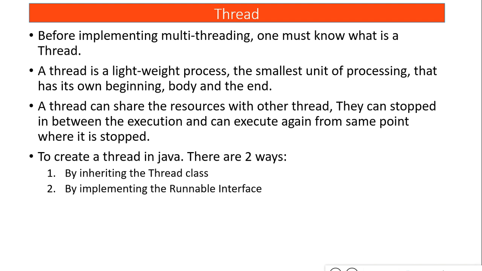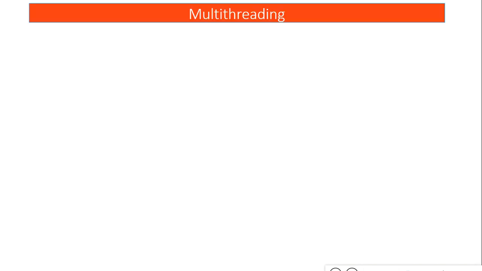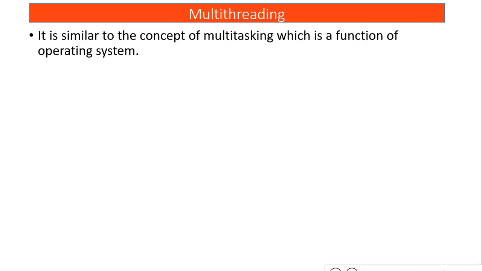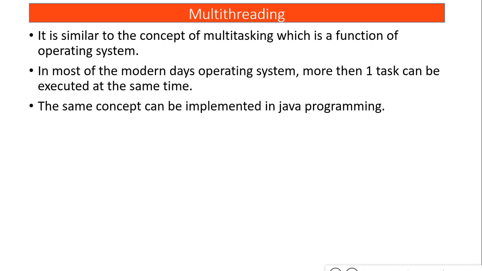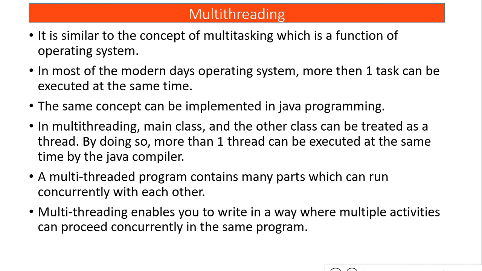To make a thread in Java programming, we have two ways. Either we can use the Thread class or we can use the Runnable interface. Then after the thread, the topic is multi-threading. When more than one thread executes at the same time, it's called multi-threading. Okay, so we have covered this in the video.